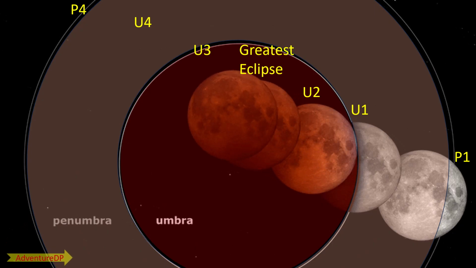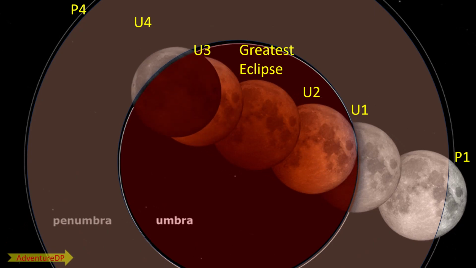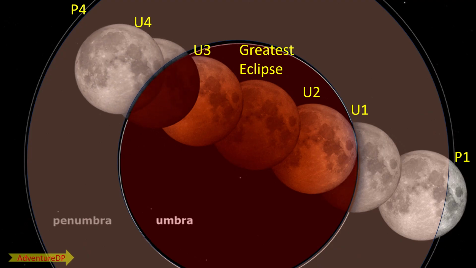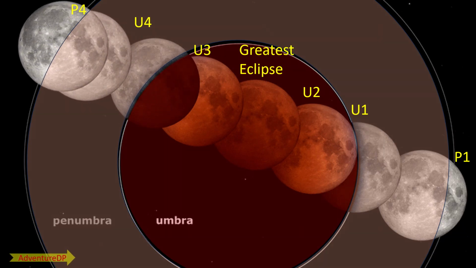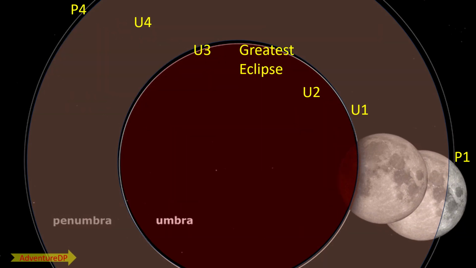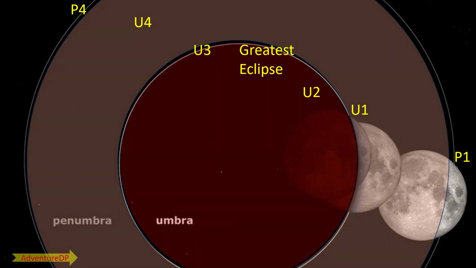The eclipse begins when Earth's penumbra, the faint outer part of its shadow, first touches the moon's surface. The moon's brightness starts to fade gradually.